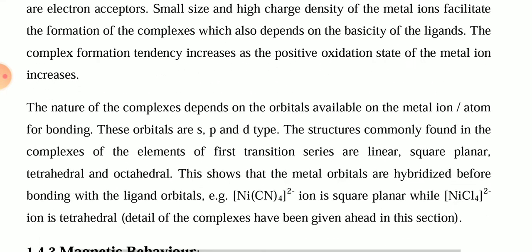Okay, so the nature of the complexes depends on the orbital availability of the metal ion for bonding. If there are s, p, and d orbitals available for complex formation, the structures commonly found in complexes of the first transition series elements are linear, square planar, tetrahedral and octahedral. There are two examples of square planar: nickel as the metal with cyanide as a ligand, and nickel as the metal with chloride as a ligand ion.